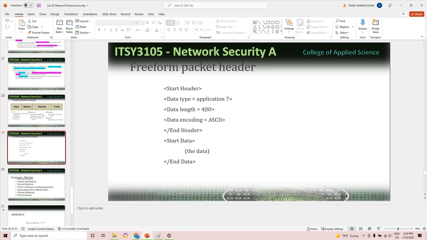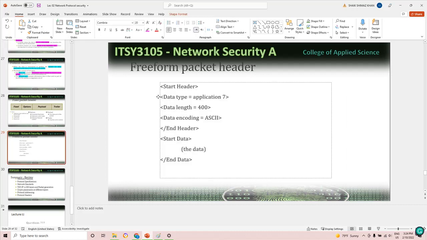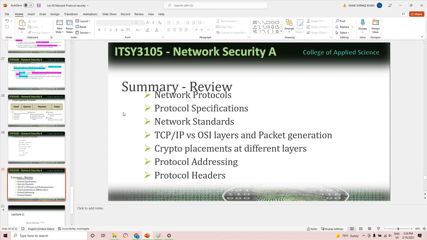They can change their positions. If I want, I can change their positions, like I just remove this and change the position, it's allowed. You can increase or decrease the length. So this is called free form headers, which is not possible in the fixed headers.